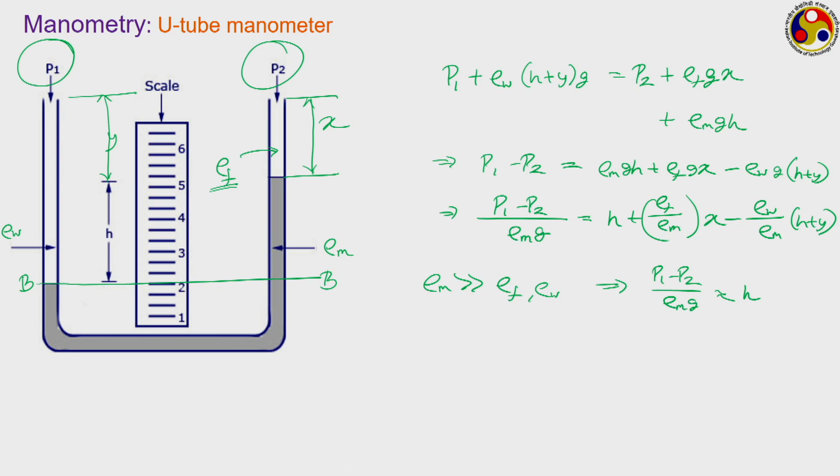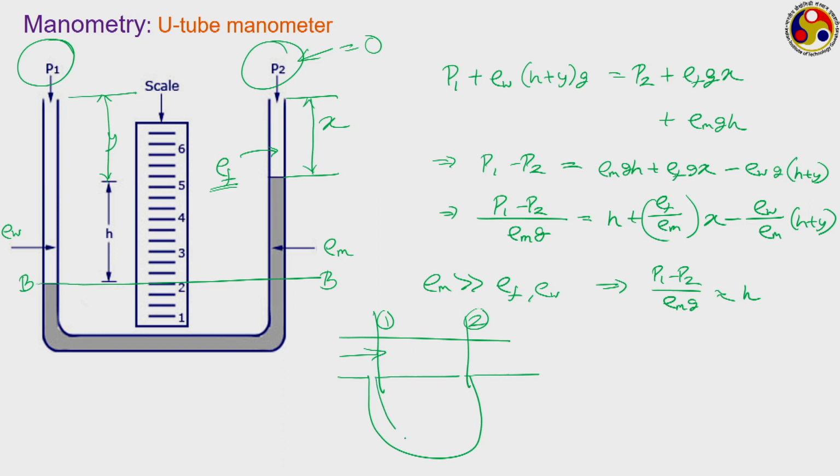However, if we are looking for an absolute pressure measurement, then P2 should be equal to 0. Quite often we use this kind of manometer for differential reading as well. Think about a flow stream through which some fluid is flowing from one location to another, and we want to get the pressure difference between these two locations. This is our location 1, this is our location 2. Then we can easily connect a manometer between these two locations and accordingly get a reading.